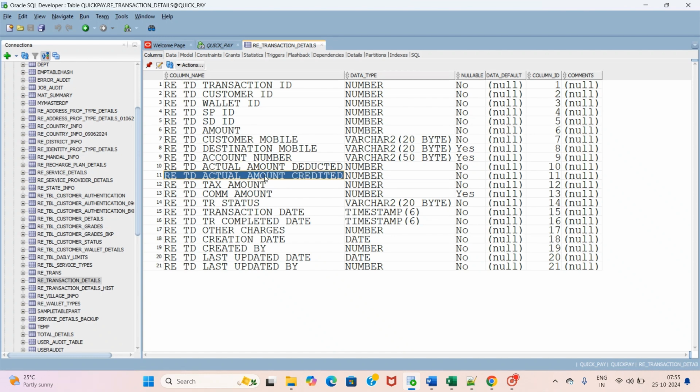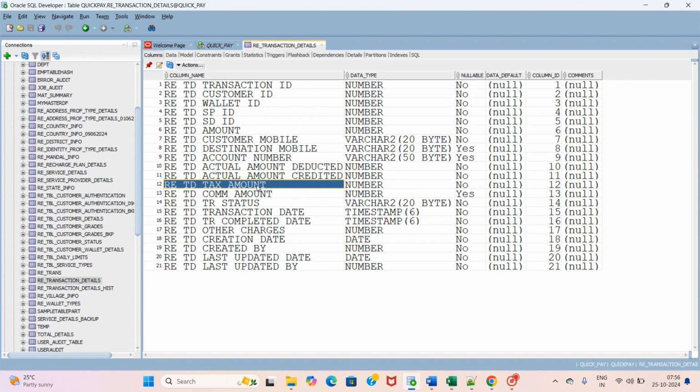Then actual amount credited means if the transaction is failing, the total amount needs to be reverted. So if the transaction is failing, the actual amount credited column will be updated. Whatever amount was deducted from the wallet, the total amount will be credited to the customer wallet. Otherwise, system failures.